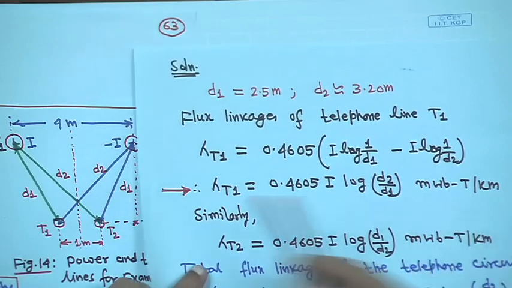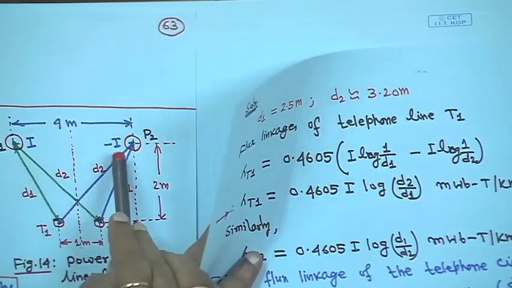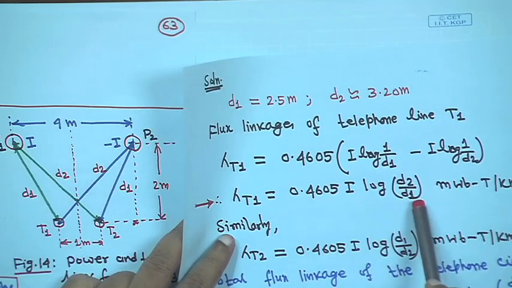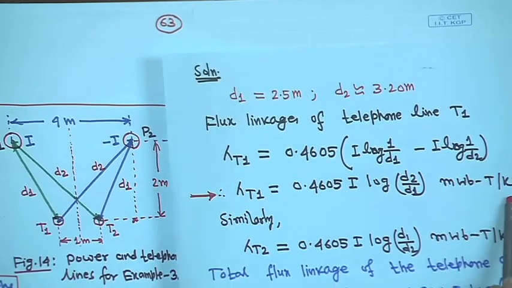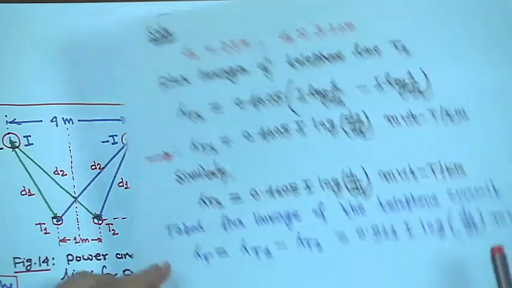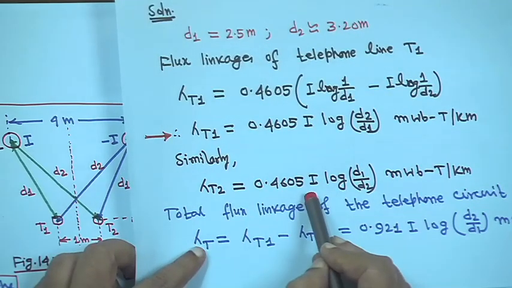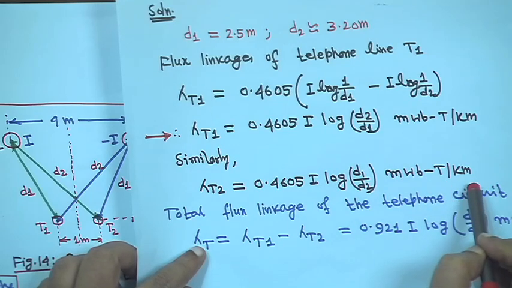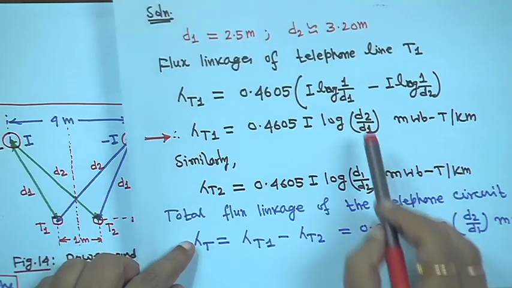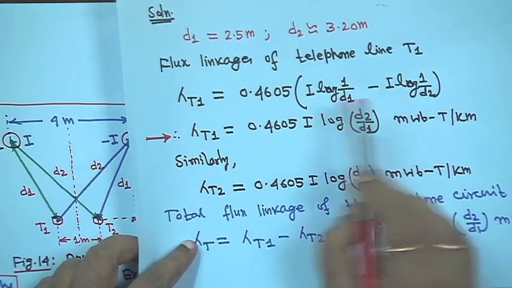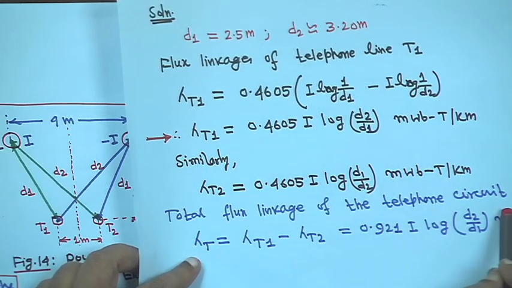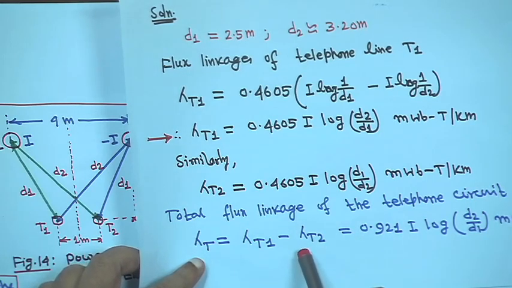So, you have to consider this current: here it is I, here it is minus I, right. So, lambda T1 will come this much, milliweber turns per kilometer. Similarly, for lambda T2 you find out it will become 0.4605 I log D1 upon D2 milliweber turns per kilometer, right. You have understood, one current is I, another is minus I. Now, total flux linkage of the telephone circuit, we are writing lambda T equal to lambda T1 minus lambda T2.